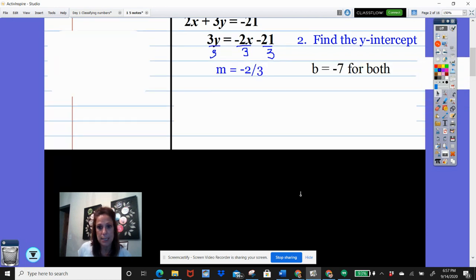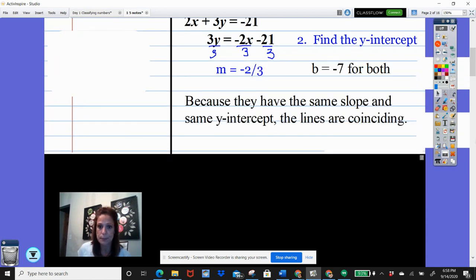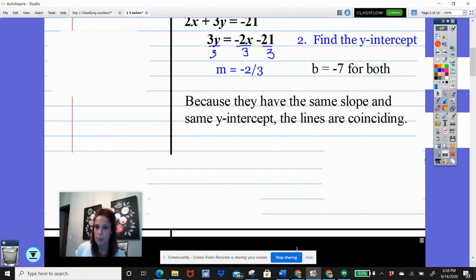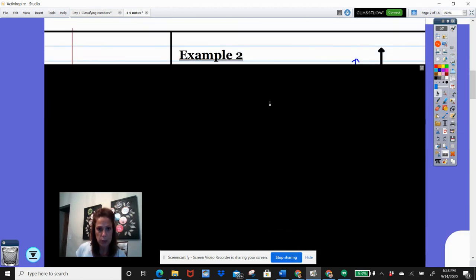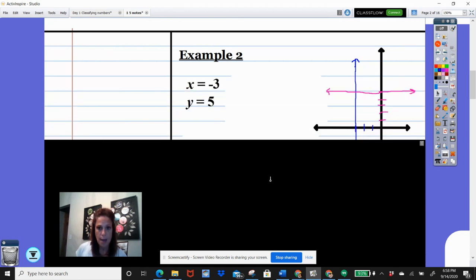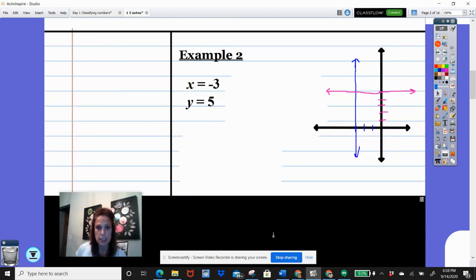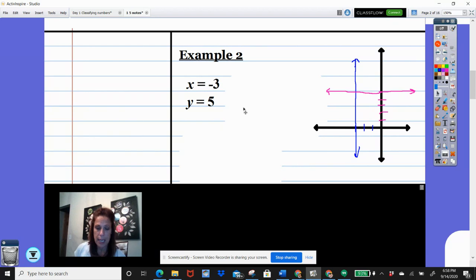So what that means is, because they have the same slope and the same y-intercept, those lines are coinciding. They're the same line. I do have another example down here. So example 2, I drew these ahead of time.